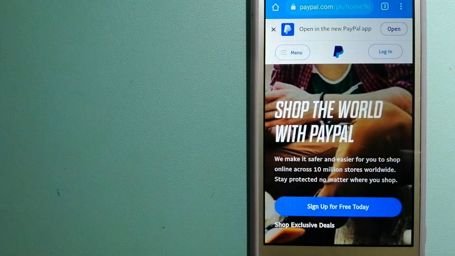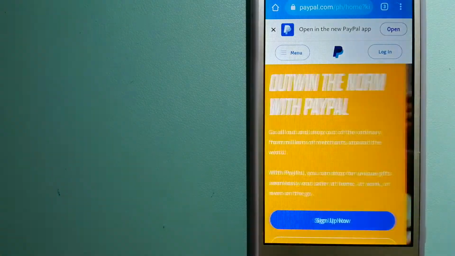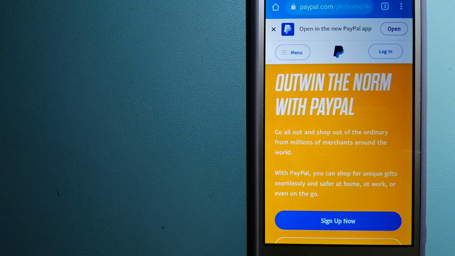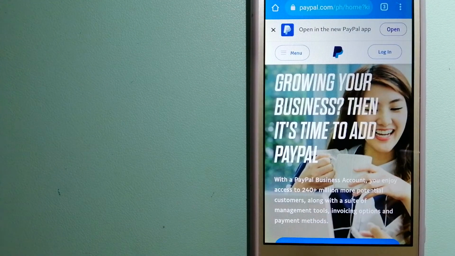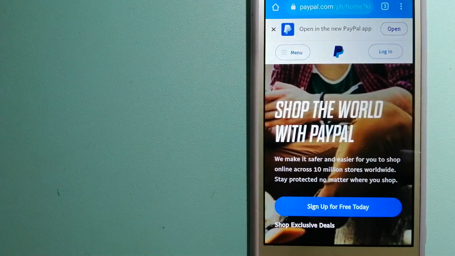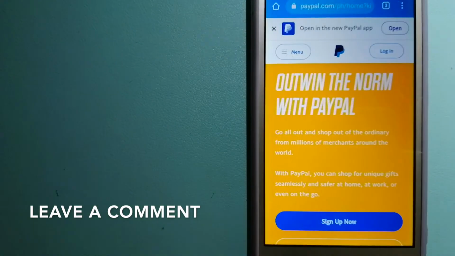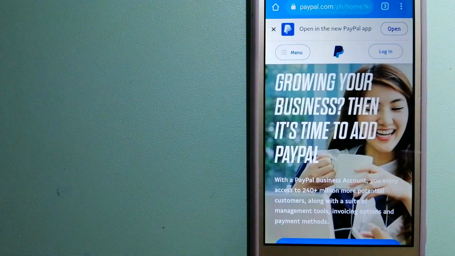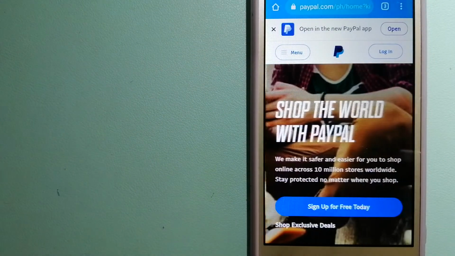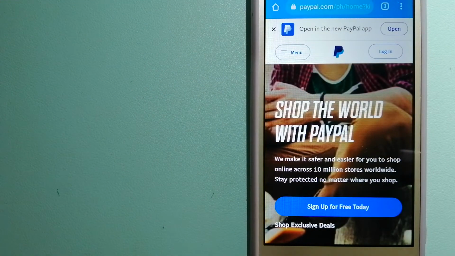The second option is PayPal. This is an online payment system that makes paying for things online and sending or receiving money safe and secure. When you link your bank account, your credit card or debit card to your PayPal account, you can use PayPal to make purchases online with participating stores.